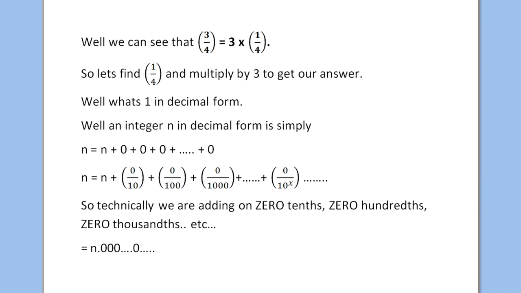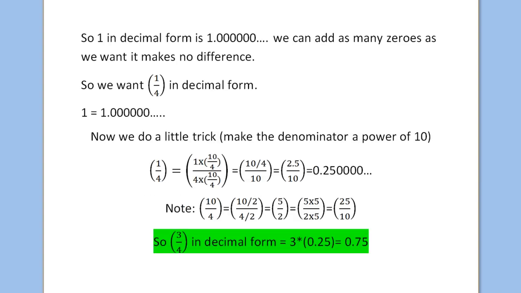So in decimal form, that equals n.000 and as many zeros as we need. And notice the decimal point is after n and before all the zeros. So 1 in decimal form is 1.000000. We can add as many zeros as we want. It makes no difference. So we want 1/4 in decimal form. So 1 is equal to 1.000.